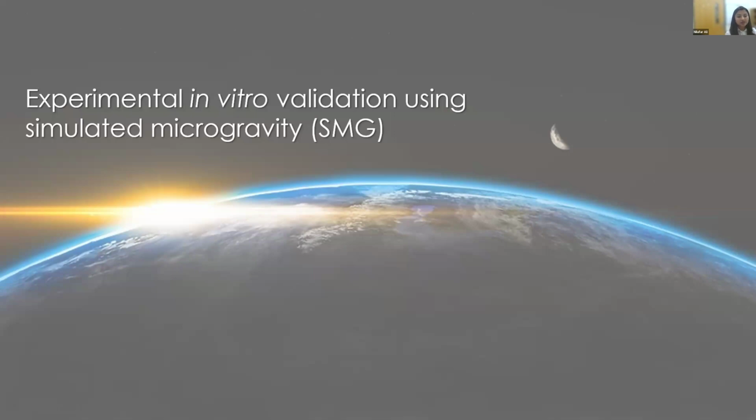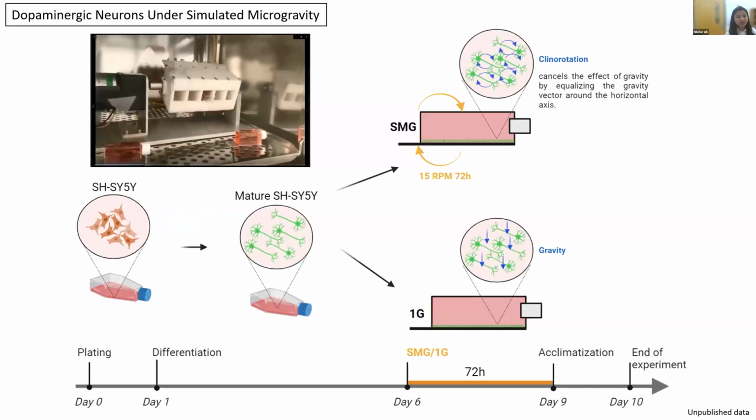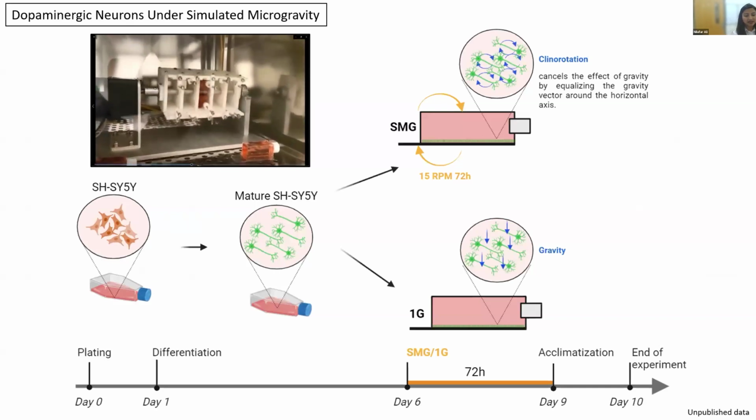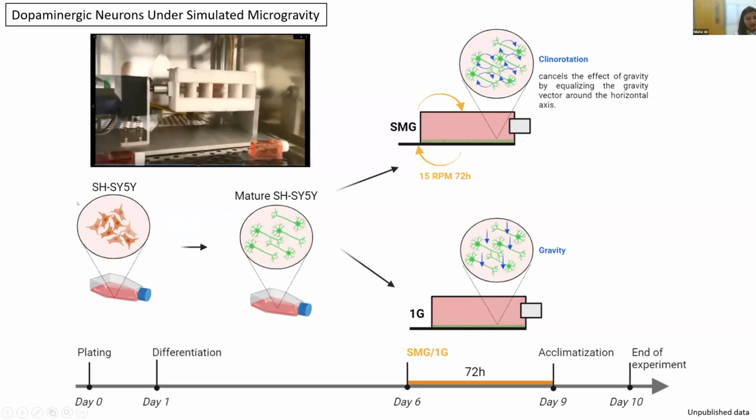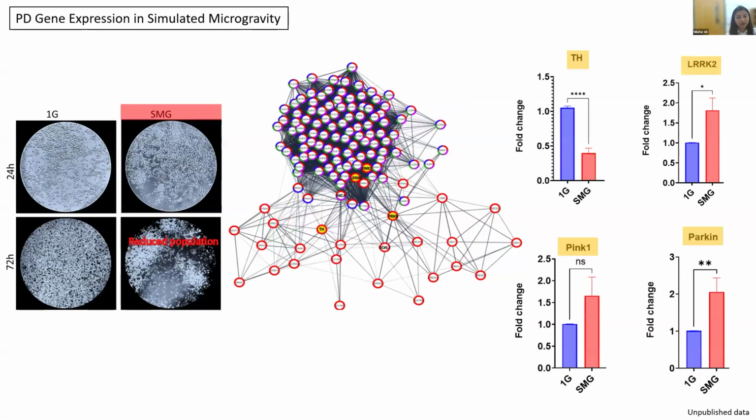So we tried to do experimental validation of this finding, and we used a simulated microgravity clinostat, and we grew SHSY5Y neuronal cells. We matured them into postmitotic dopaminergic neurons, differentiated them, and we exposed them to simulated microgravity for 72 hours. Interestingly, we found that under simulated microgravity condition, after 72 hours, there was a reduced population of the cells.